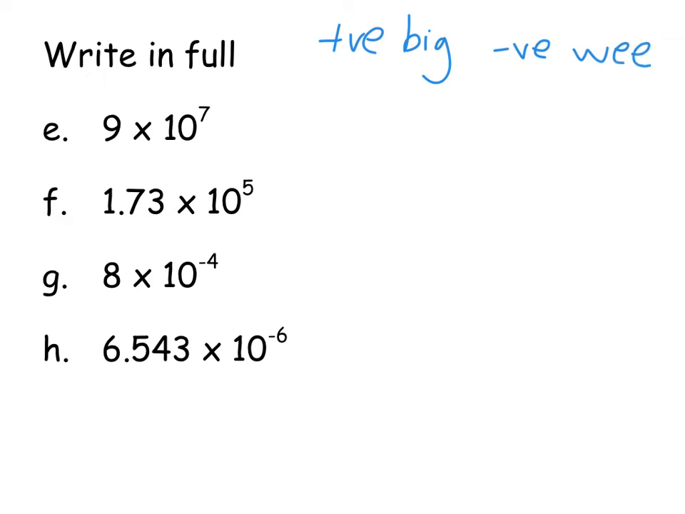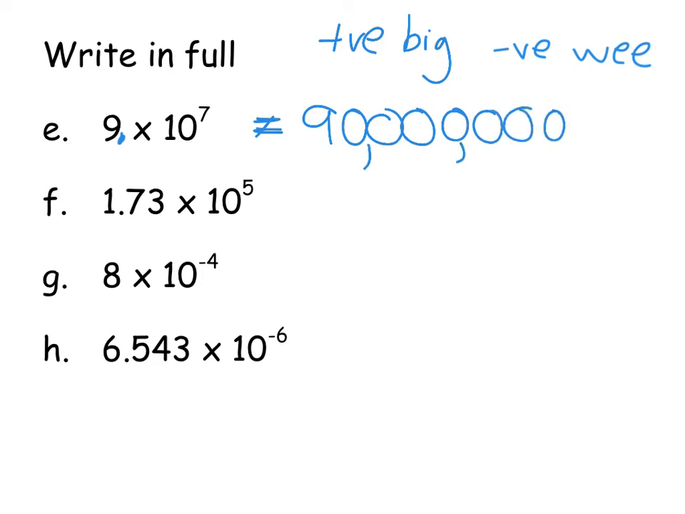So this is a really big number, and that means we're basically timesing by 10 7 times over. I'm moving the decimal point from here 7 places. So in this case, I'm just adding 7 zeros. So this is 9 with 1, 2, 3, 4, 5, 6, 7 zeros. So that's really 90 million.